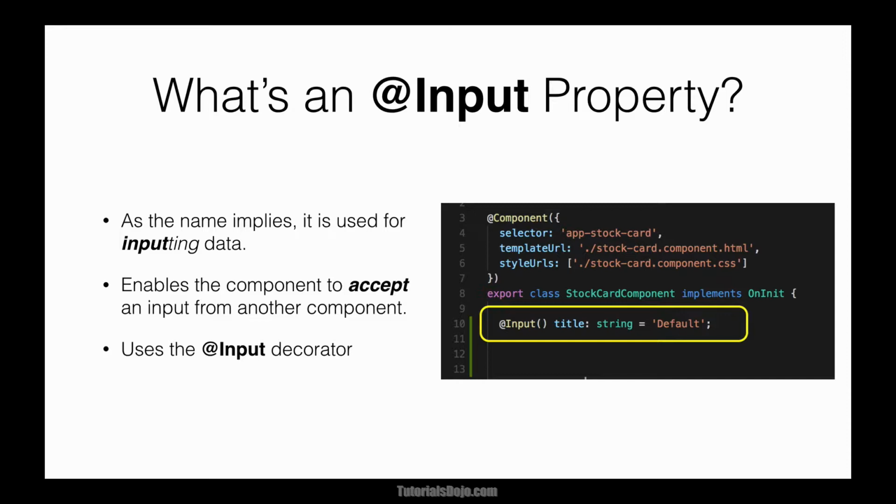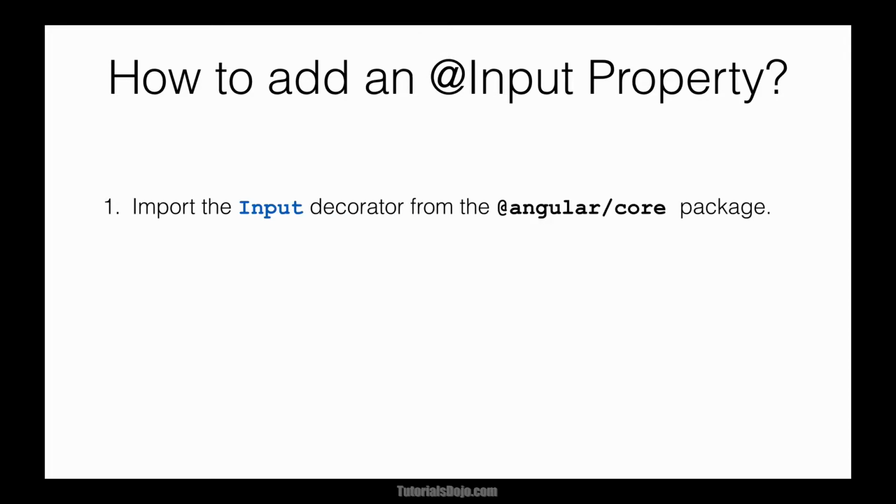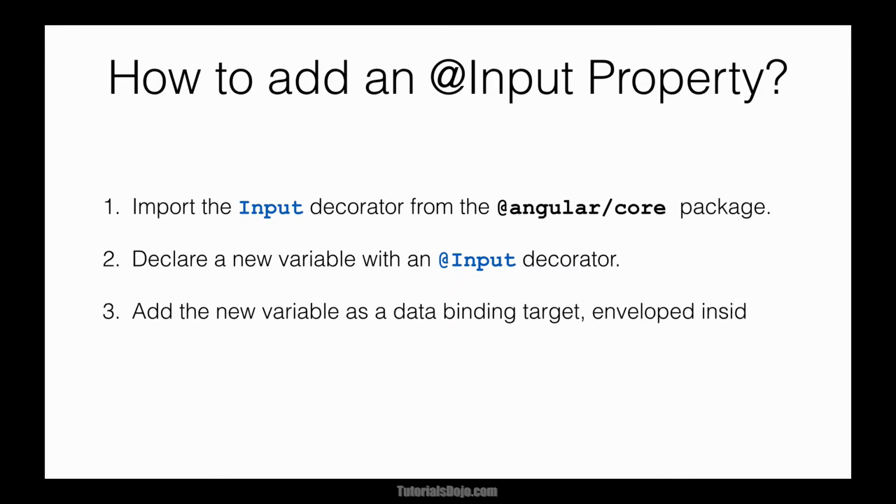To implement the Input property, you only need to do three things. First and foremost, you have to import the Input decorator from the @angular/core package. Second, declare a new variable with an Input decorator. And lastly, add the new variable you just declared as a data binding target inside a square bracket. This means that when you call the component using its selector in another component's HTML page, you have to add this new attribute to the component selector.